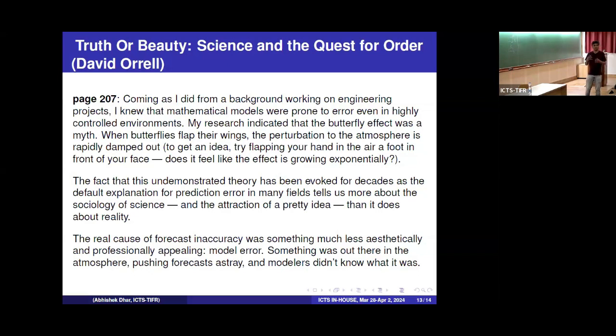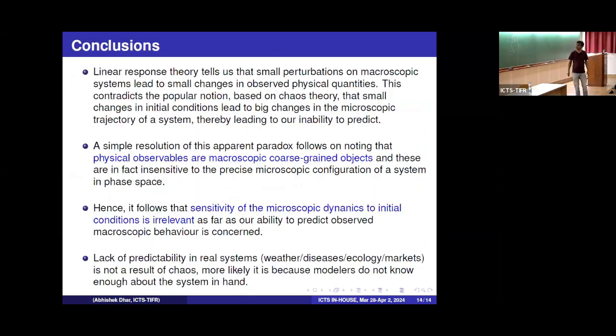So it might be that something was out there in the atmosphere pushing forecasts astray, and modelers didn't know what it was. So it's not because of deterministic chaos. The reason we can't predict is for other reasons. Okay, so maybe I'll stop here.